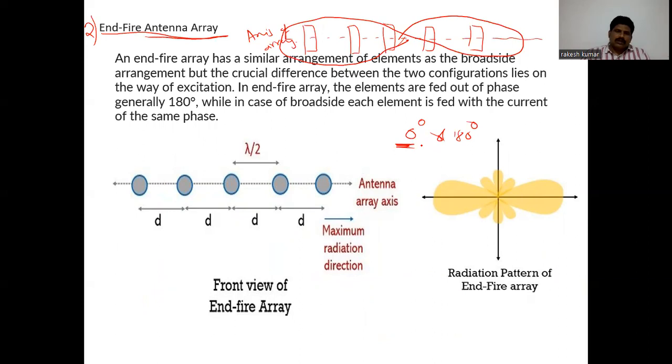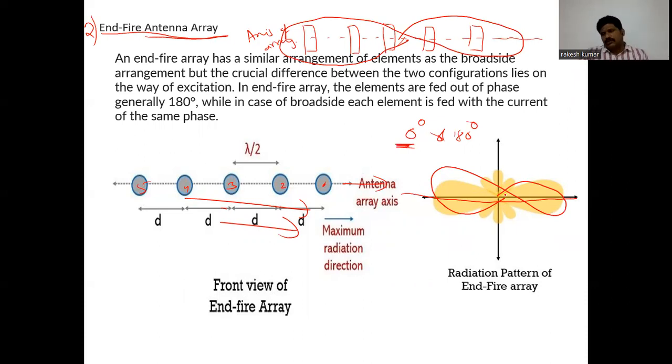Okay. So see here, this is one antenna, second antenna, third antenna, fourth antenna. In which direction is the maximum radiation? The maximum radiation is also in the same direction, along the axis. If you observe here, this is your axis of array, and the maximum radiation is in the same direction. So this type of arrangement is called an end fire array.